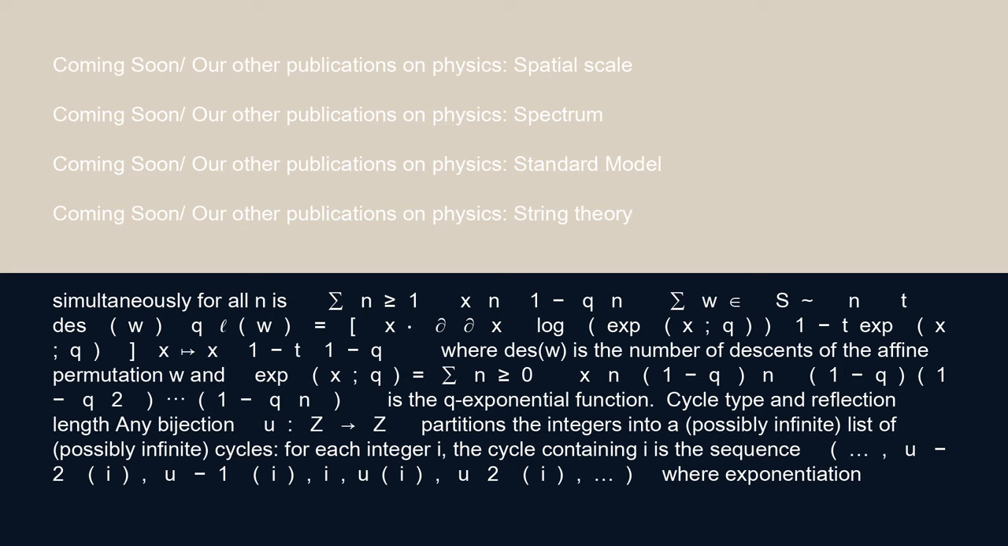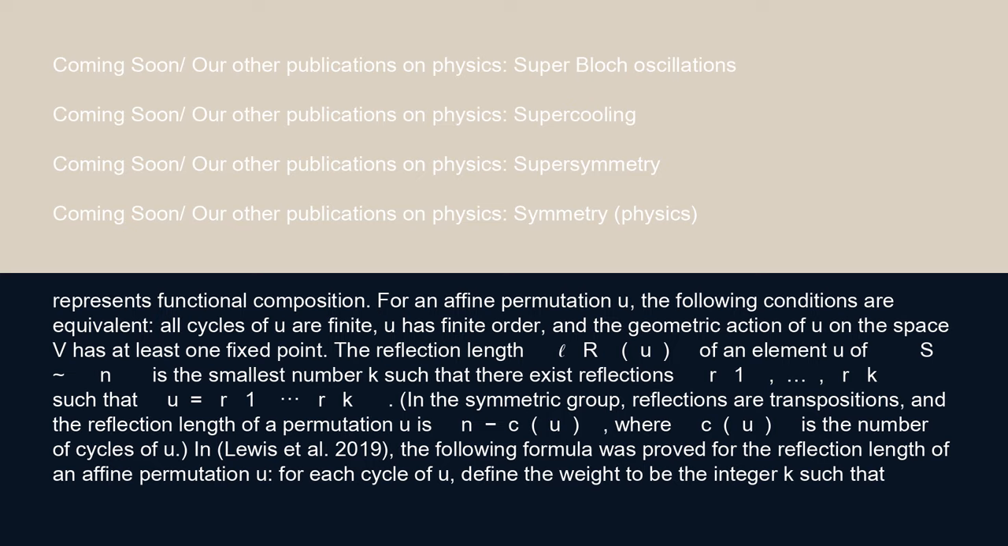Cycle type and reflection length. Any bijection U from Z to Z partitions the integers into a possibly infinite list of possibly infinite cycles. For each integer I, the cycle containing I is the sequence ..., U minus 2 of I, U minus 1 of I, I, U of I, U2 of I, ..., where exponentiation represents functional composition. For an affine permutation U, the following conditions are equivalent. All cycles of U are finite. U is finite order, and the geometric action of U on the space V has at least one fixed point.